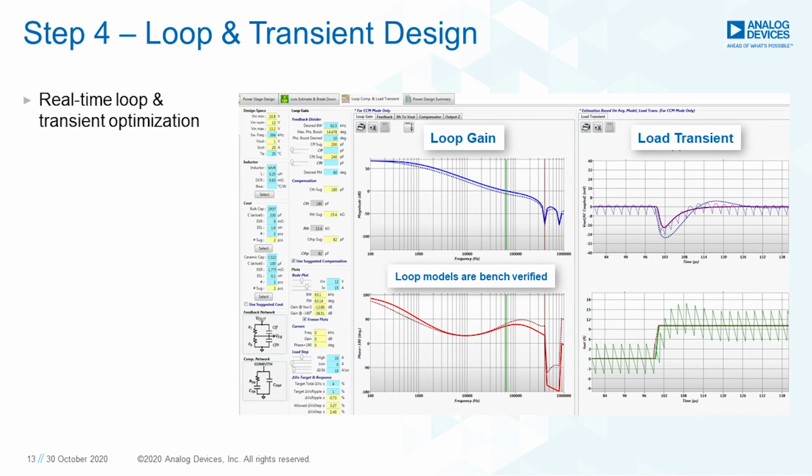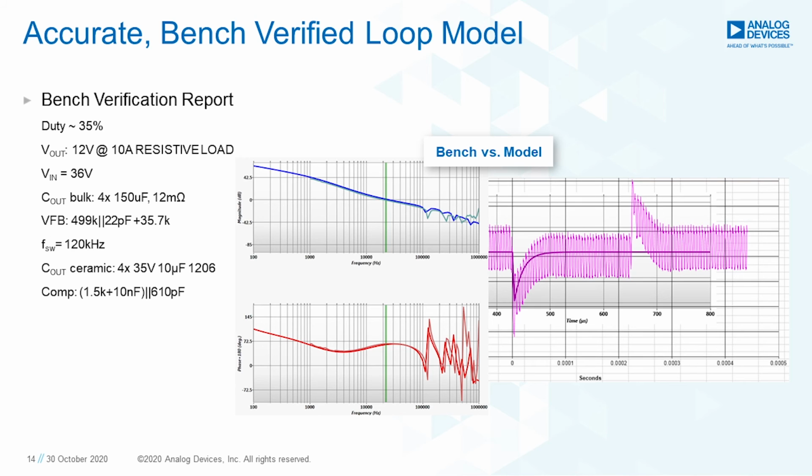The next step is to evaluate the loop gain and transient response of the converter. Using a linearized model of the converter, you can quickly evaluate the Bode plot for phase margin, bandwidth, and gain margin in the frequency domain, and how it affects the load transient response in the time domain. Again, you can quickly optimize the designs by trying different component values and seeing their effect on the performance. Every model in the database has been evaluated on the bench before being released to ensure the accuracy of the model.